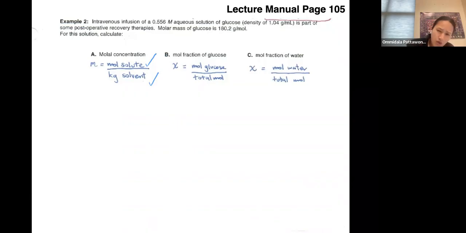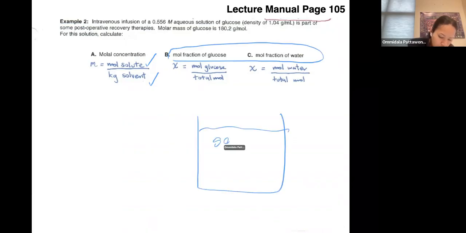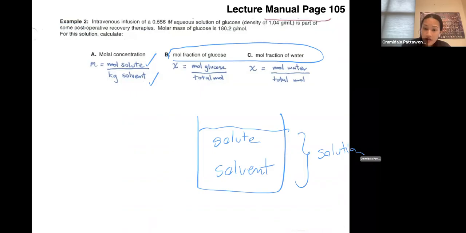One thing I want to emphasize is that because these two are related, remember when you have a solution, you have solute plus solvent, and this makes up the solution. So if you're looking at the fraction, the fraction is out of 1. That means if solute is equal to a mole fraction of X, the solvent is going to be 1 minus X, right?